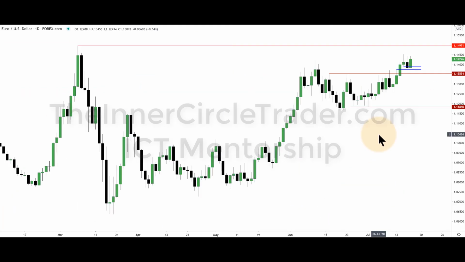Okay, so here's the euro dollar. This is our daily chart. And as you can see, we had a really nice reaction in here. It's almost like time travel. Fair value gap: this candle's high, this candle's low. It trades back down in, fills it in, and then expansion on the upside.